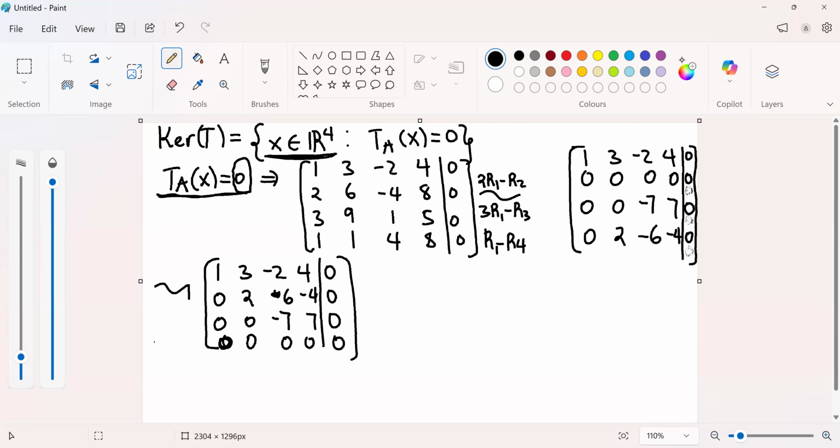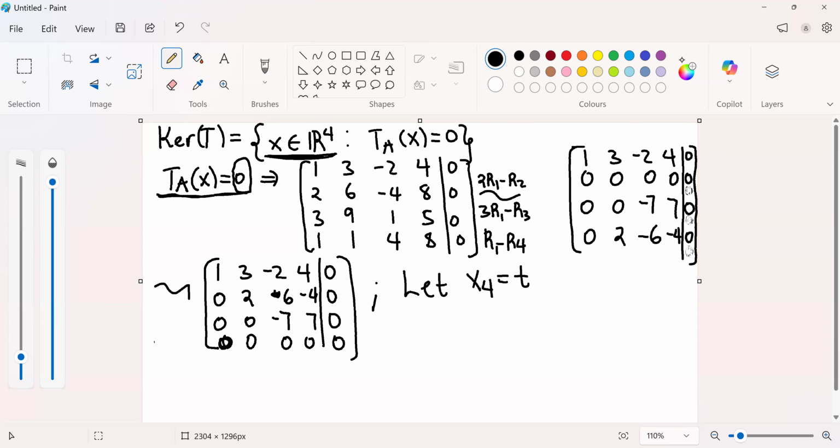From that last row, the coefficient of X1 is not there. The coefficient of x2 is not there. The coefficient of x3 is not there. The coefficient of x4 is not there because all of them are zeros throughout. So what shall I do? I'll let x4 be t.